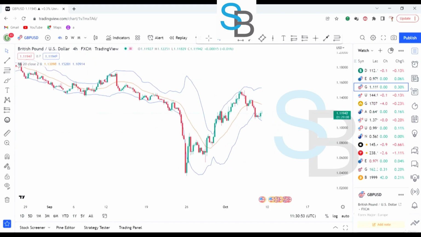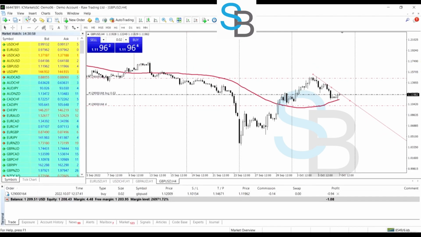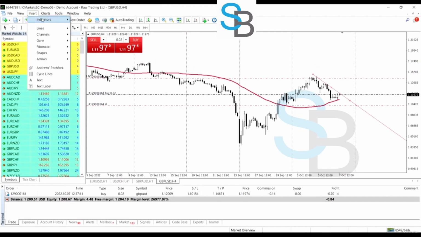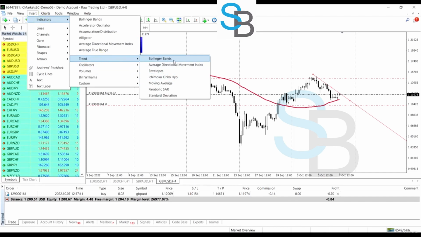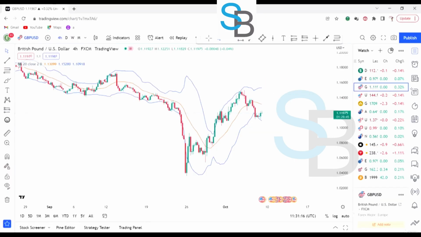You can also add the Bollinger Bands here on your MT4 platform. Just come here, insert, indicator, trend, Bollinger Band, even though it's not a trend indicator, it's a volatility indicator. Okay, so it gives you options: period, deviation, and apply to, which is close. So let's just go back to TradingView.